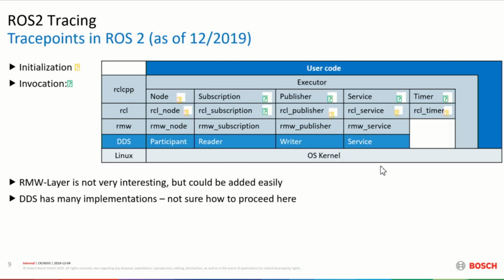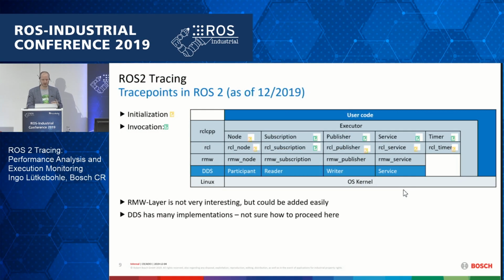So having said that, let's look at ROS2. I hope this image is clear. We look at the various layers in the ROS stack, and they have various components, and I put here some of the places where we currently have trace points. We have two kinds of trace points. One of them is for initialization. Whenever you initialize a ROS2 thing, you will get some information about it from tracing.